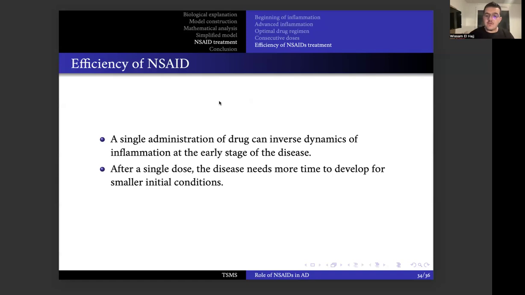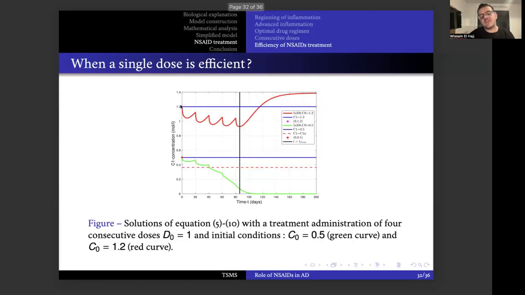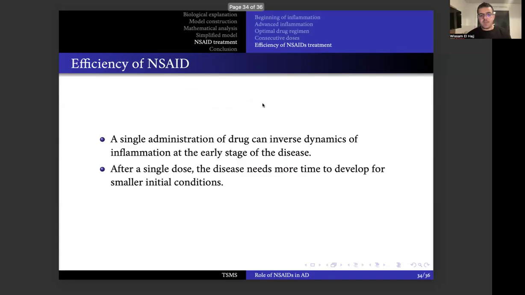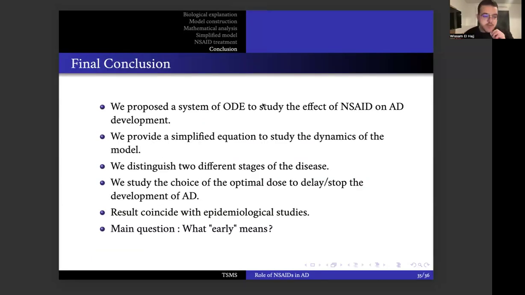However, after a single dose, the disease needs more time to develop for smaller initial conditions. For smaller initial condition at the very beginning of the disease, the disease will need more time to develop. This is logical because we have just shown that it can either delay it as much as possible or simply cancel it. But at an advanced stage of the disease, it is not efficient. It is not efficient in terms that it cannot stop the development, but it can delay it as much as possible. So, what did I present today?